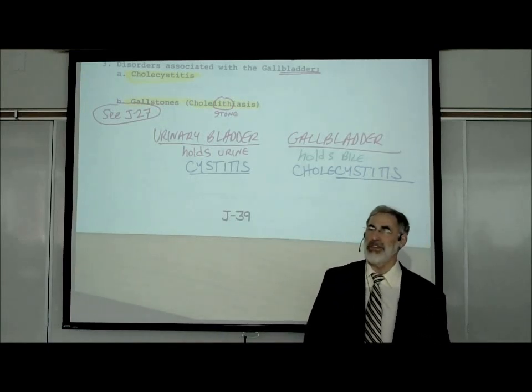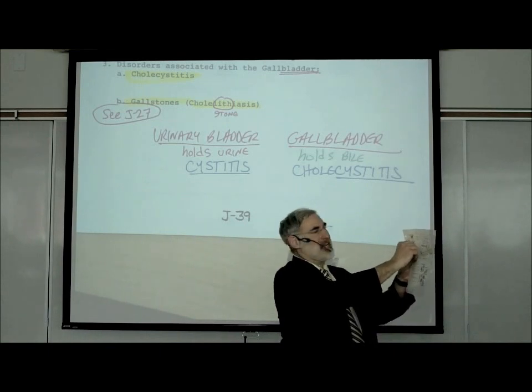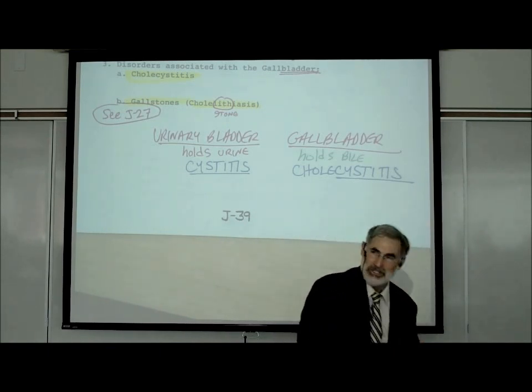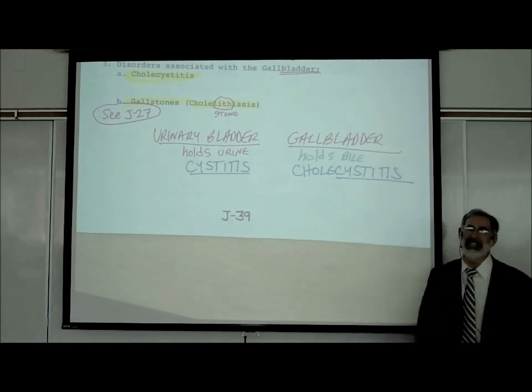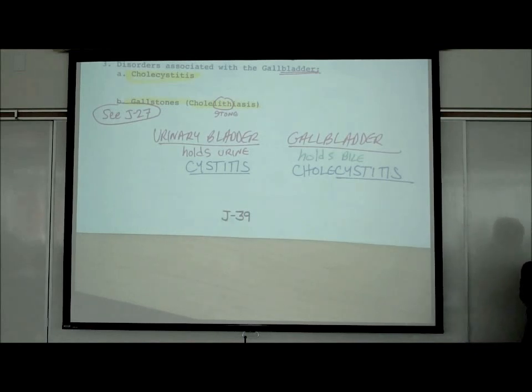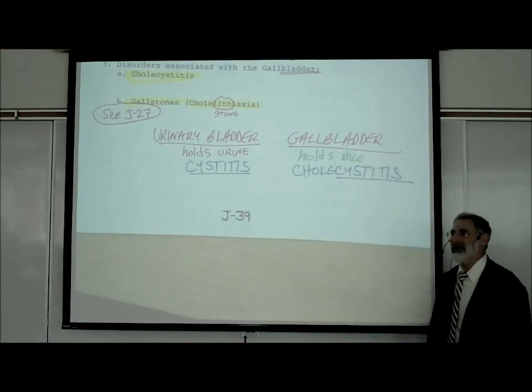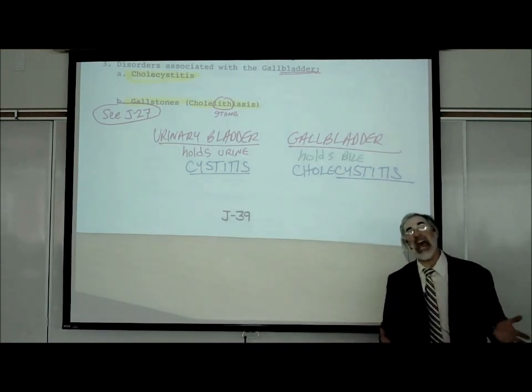So if I know everything you know, just write on the top of your test, you know what I know, and just turn it in. The problem is I have no idea what you know and don't know. So I can only grade you on what you write down. So make sure you write down urinary bladder or gallbladder. Don't just write bladder. A bladder is a sac.